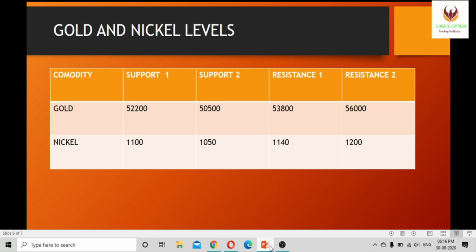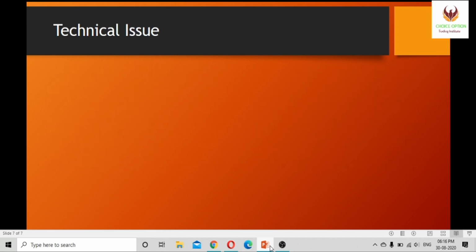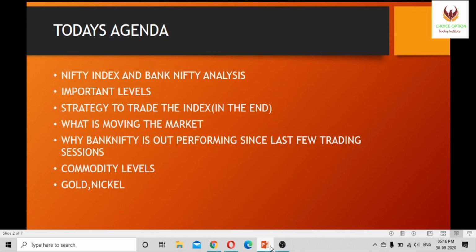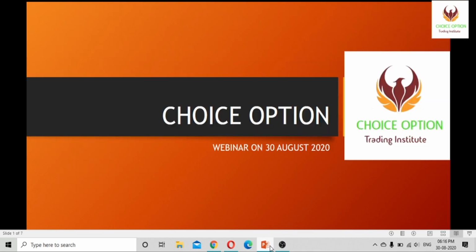And you can see nickel is trading above the 100 EMA and its 200 EMA as well. Nickel has a very good support level at 1050, and resistance levels of 1140 and 1200. Okay, so these are the levels, and that's it for today. I've almost given all the aspects which are necessary to trade tomorrow and in the coming days.